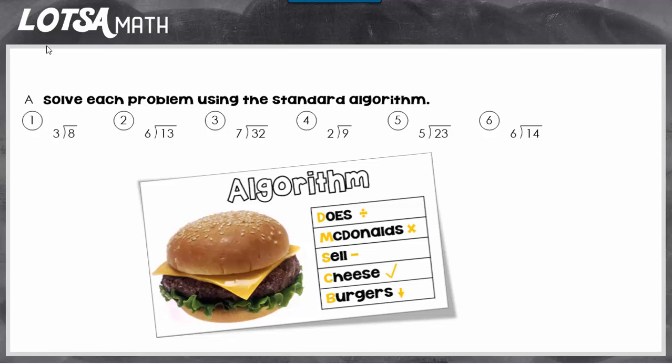The first step is to divide, and then multiply, and then subtract, and then you're going to check, and then you're going to bring down. To help you remember the steps, a lot of people use the saying, does McDonald's sell cheeseburgers? And the beginning letter of each of those words will remind you the operation to do. So let's look at some examples.